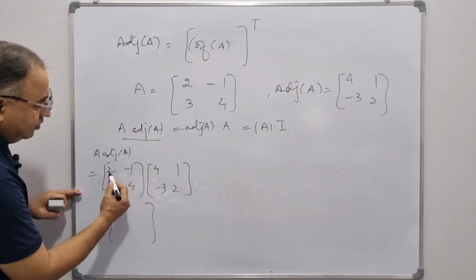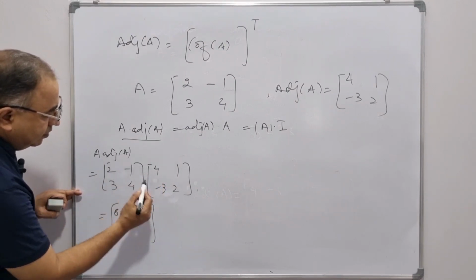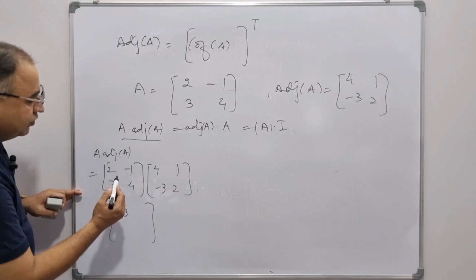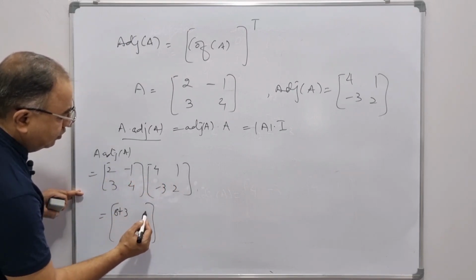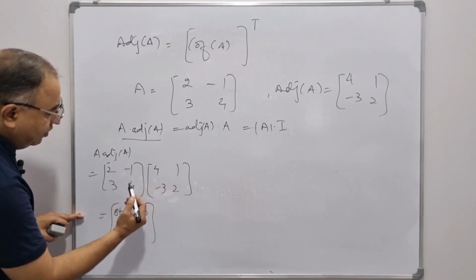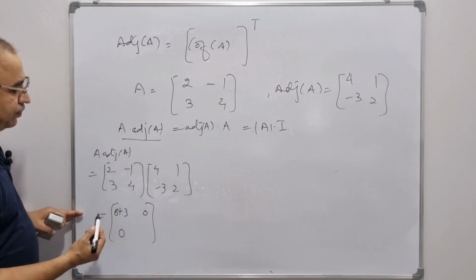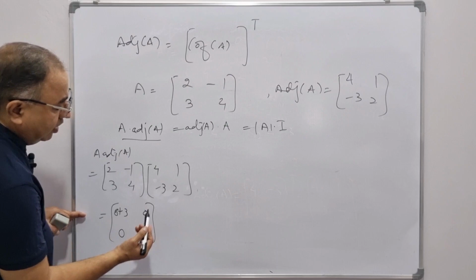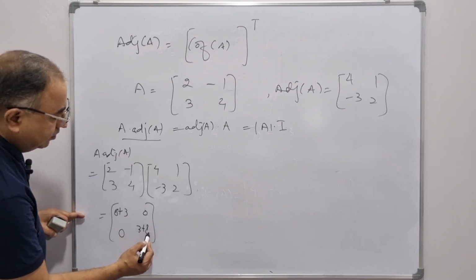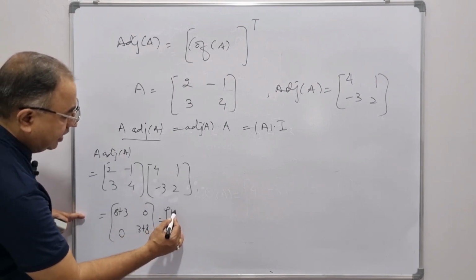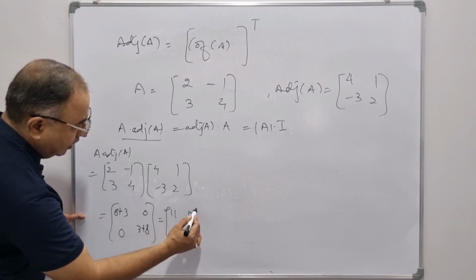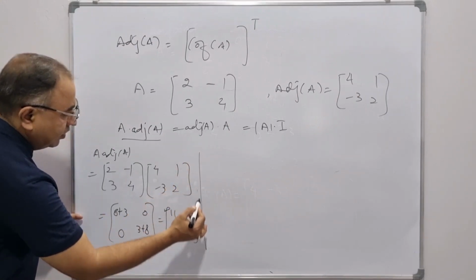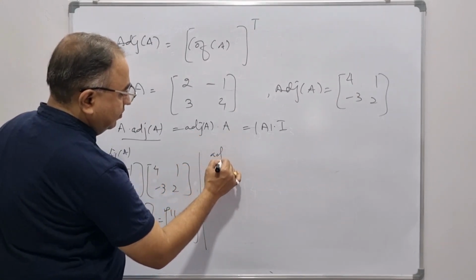First row, first column: 2 4s are 8 plus 3, 11. 2 1s are 2 minus 2, it's a 0. 3 4s are 12 minus 12, it's a 0. And now 3 1s are 3 plus 4 2s are 8. So ultimately it is coming 11, 0, 0, 11. Okay, this is the first part. Let's try the second part.